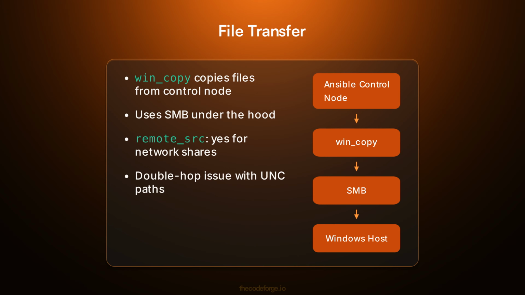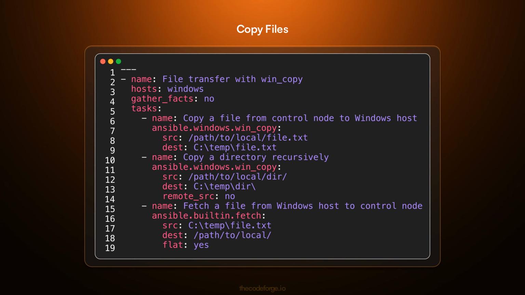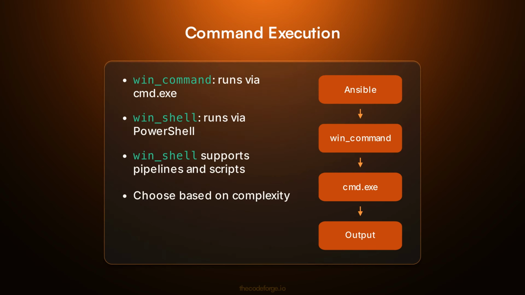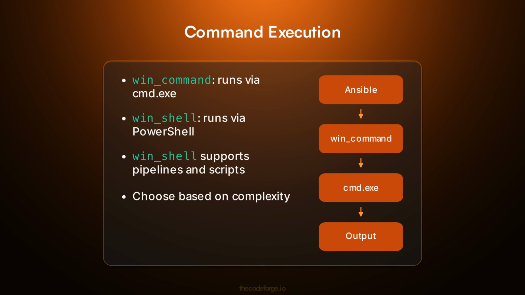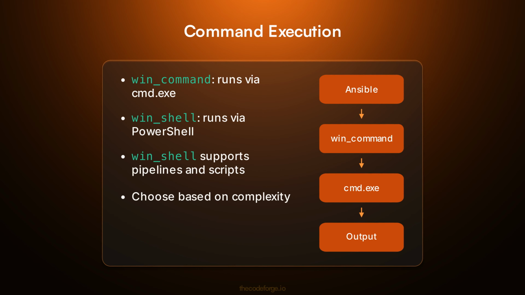This playbook demonstrates copying files to and from Windows hosts. Use win_copy for push and fetch for pull. Ansible provides 2 modules for running commands, win_command and win_shell. win_command runs via cmd.exe and is faster for simple commands. win_shell runs via PowerShell and supports pipelines, variables, and complex scripts.